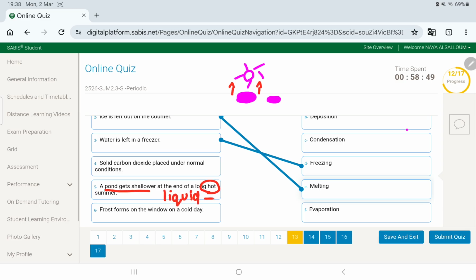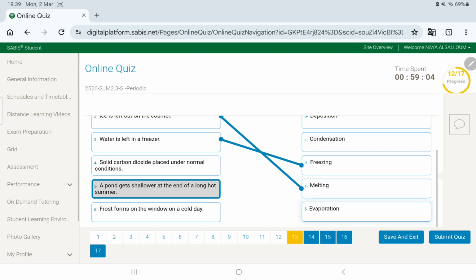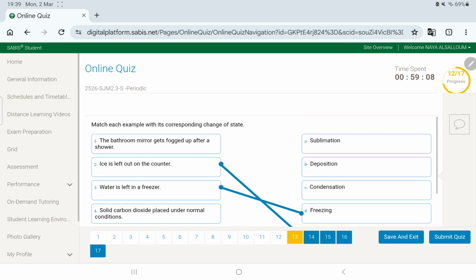And after a hot summer, so what do you think? If something is hot and then you have a liquid, what is it going to change into? A gas, right? You lost some liquid. So, liquid to gas, what is it? Evaporation. Here. Frost forms. Actually, let's do this one.